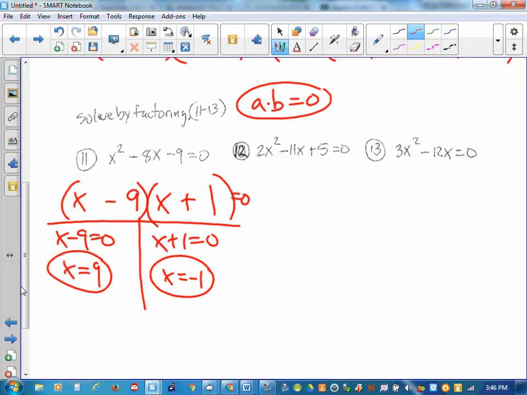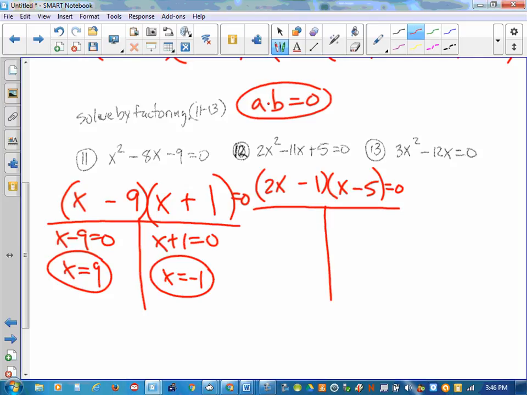Okay, number 12, factor again. 2x, just like up above, it has to be 2x and x. 5, there's only one way to factor 5. I want to put the 5 opposite the 2, so I'd make 10x, and the 1 with the x to make 1x. So negative 10x and negative 1x makes negative 11 in the middle, equals 0.